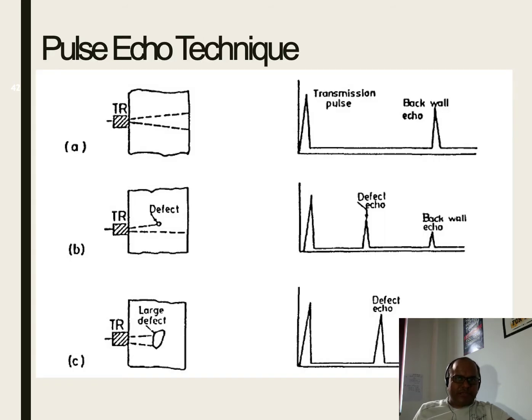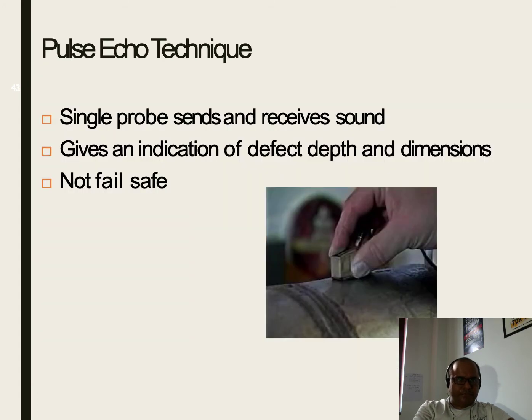Pulse echo techniques, as you see in the pictures. The probe sends the pulse, and the back wall echo comes back; when defects are present, the defect echo comes first and then the back wall echo. Large defects can also be detected, as you can see. In the pulse echo technique, a single probe sends and receives the sound, giving an indication of defect depth and dimensions. Not fail safe.